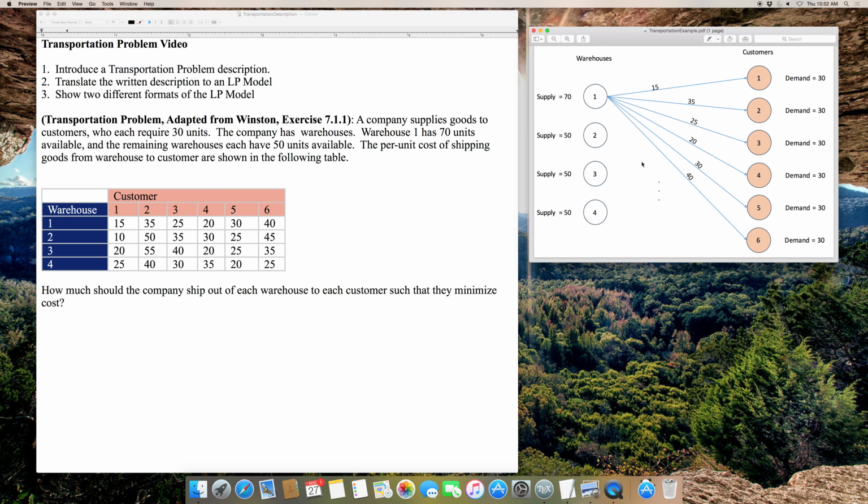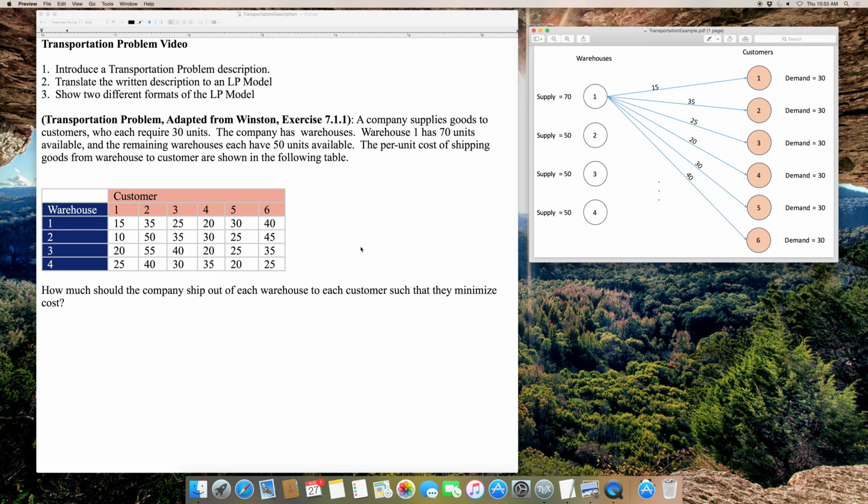What I have not illustrated here is all of the arcs out of warehouse 2, warehouse 3, and warehouse 4. And so there are 6 arcs out of warehouse 2 going to each of the customers, and they each have their own cost, and that's coming from row 2 of this table, the row associated with warehouse 2. And then the same for 3 and 4, and the costs are pulled from this particular table. But for cleanliness, I've just used these 3 dots and just shown the arcs out of warehouse 1.